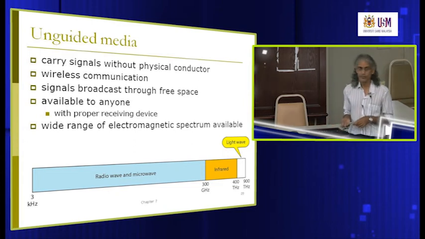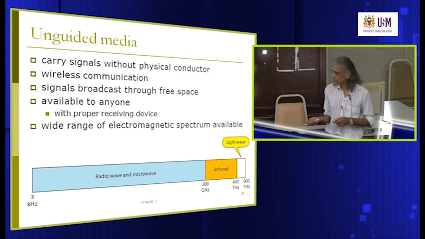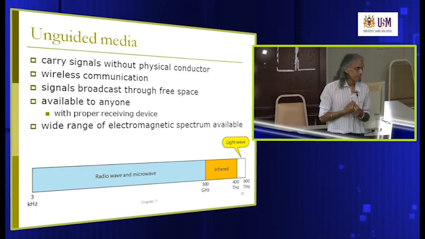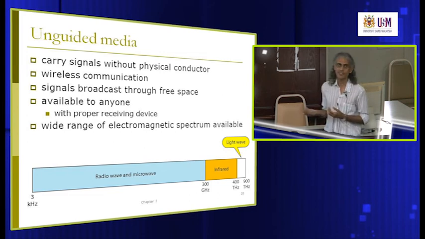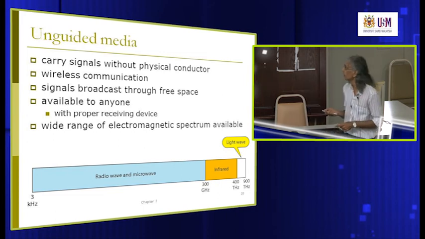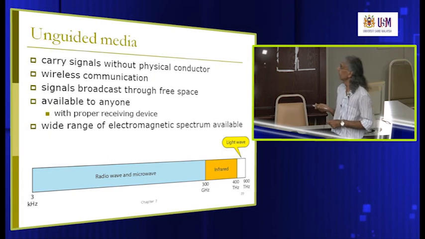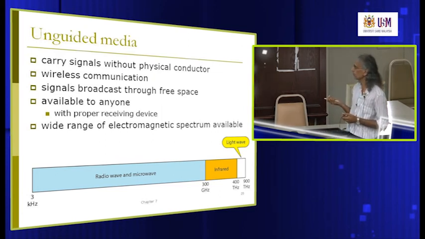For example, if you go back to the UTP example, this cable is now on the floor. I can only access the signal inside the cable if I attach the cable to my PC. Otherwise, I won't get it. But if it's wireless, yes. If I'm transmitting on wireless, you also can receive the signals. And the other thing is that we have a wide range of spectrum available which we can choose, the whole range from radio waves to microwaves to infrared and the whole of it.